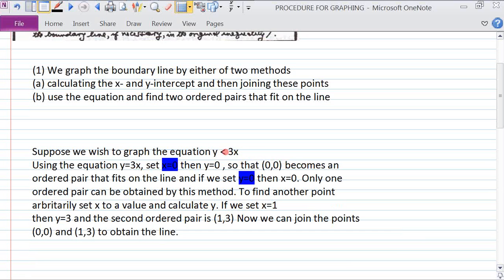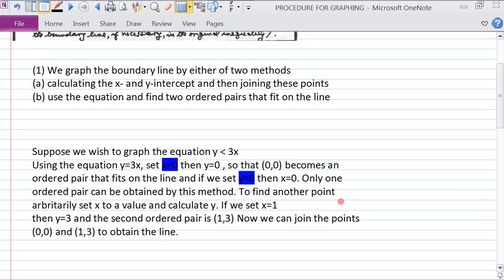Supposing we have the inequality y is less than 3x. First of all, we set y equal to 3x. If we set x to 0, then y is 0, so 0, 0 becomes an ordered pair that fits on the line. If we set y to 0, then x is 0. So we only get one ordered pair from this method, but we need two points, two ordered pairs, in order to draw a straight line.